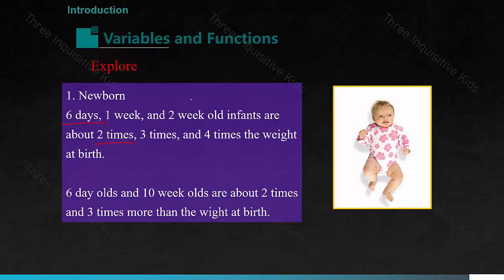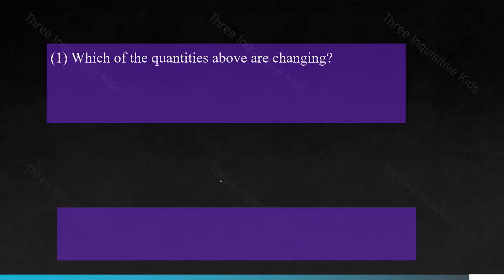Here we have a newborn baby. When it is 6 days old, it is about 2 times its weight at birth. When it grows to be 1 week old, it becomes 3 times its weight at birth. And when it becomes 2 weeks old, it becomes 4 times its weight at birth. So which of the quantities were changing in this example with the newborn baby? Well, we know that its weight was changing because as it got older, it became heavier.